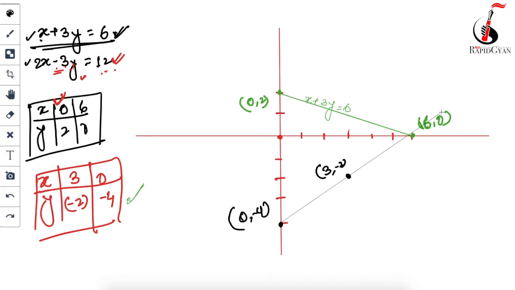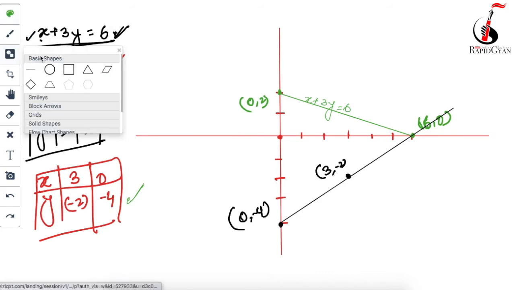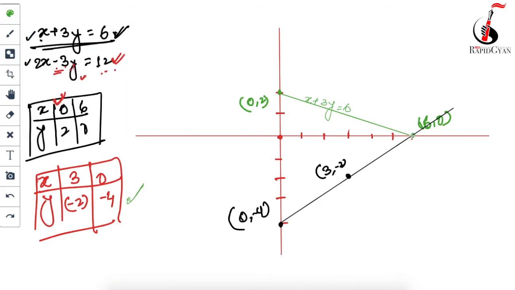So I will have to join in such a way that both the lines intersect each other. What we are seeing is that both the lines are intersecting each other at point 6 comma 0. If I extend this, it intersects at the point 6 comma 0. So this 6 comma 0 is your answer. It means the value of x is equal to 6 and y is equal to 0. That's your answer. Hope it's clear, guys.